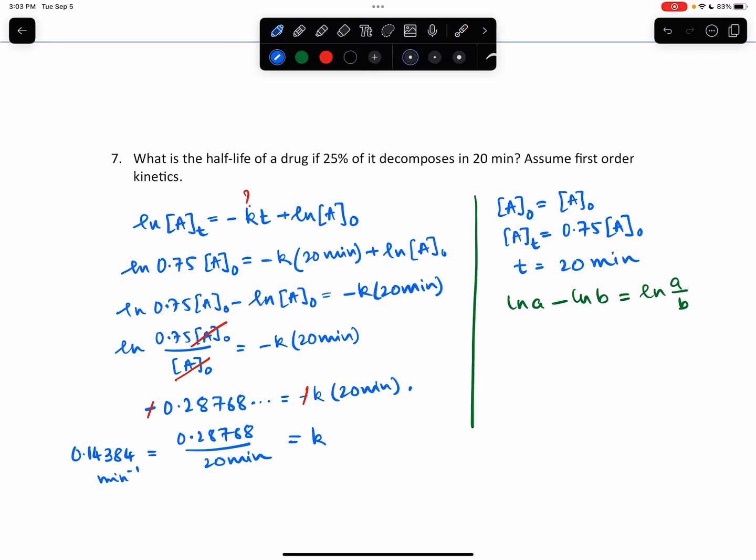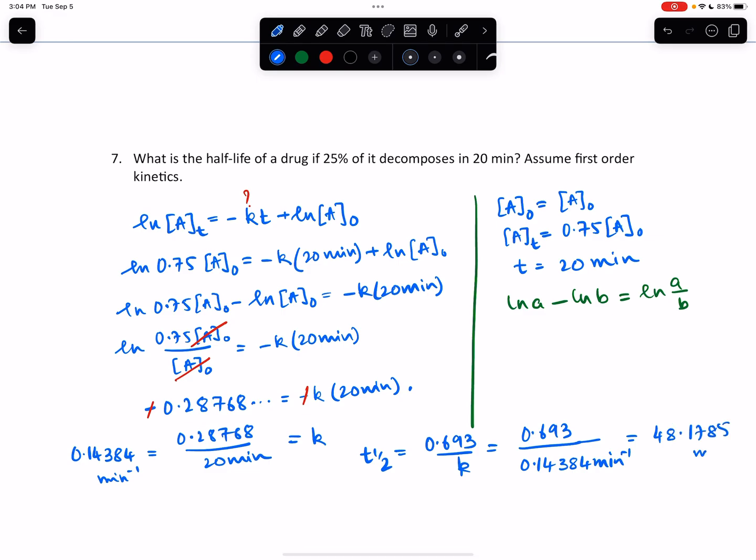So then the next step is to calculate t half. So t half is equal to 0.693 over k. That is the expression for the half-life of a first order reaction. So all we have to do is replace the k with what I got out here. It is 0.14384 per minute, and that equals 48.1785 minutes, which rounds to 48 minutes.